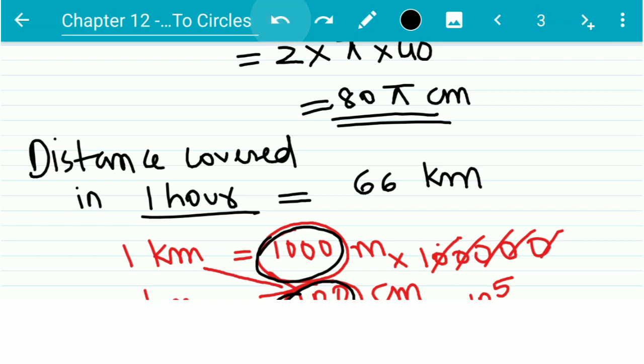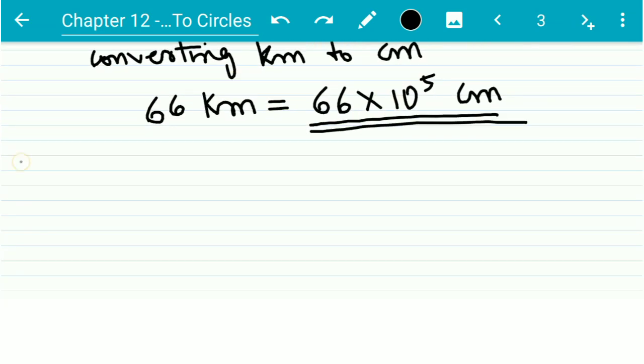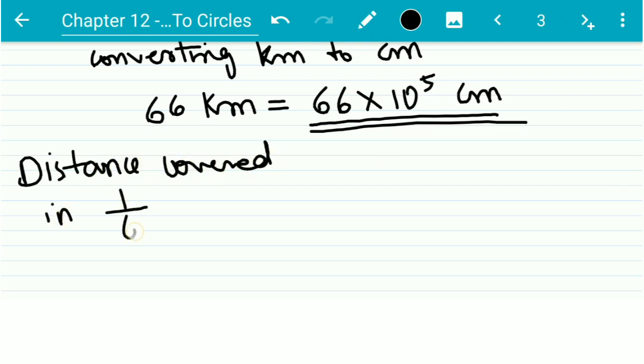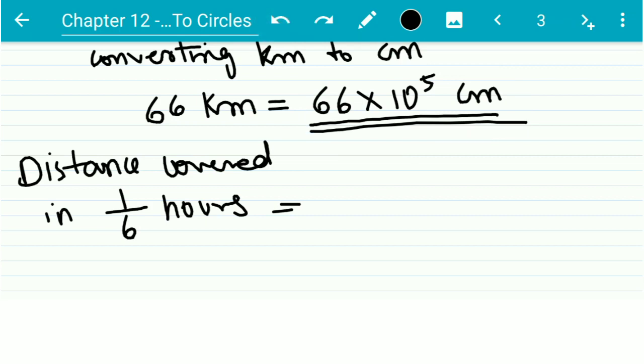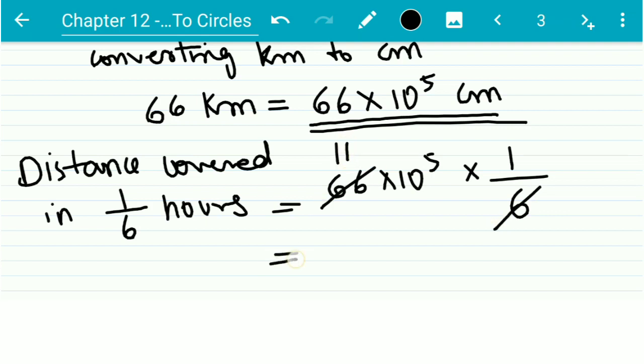So, write next one. Distance covered in 1 by 6 hours. It is just 1 hour. This 66 into 10 raised to 5 is distance covered in 1 hour. Now we need to find distance covered in 1 by 6 hour. How to find? 66 into 10 raised to 5 into this one, 1 by 6. Multiply 1 by 6. See, you can cut this 6 and 66. 6 into 11 is 66. Now what is remaining? 11 into 10 raised to 5. See, we got distance covered in 1 by 6 hours as per the question.